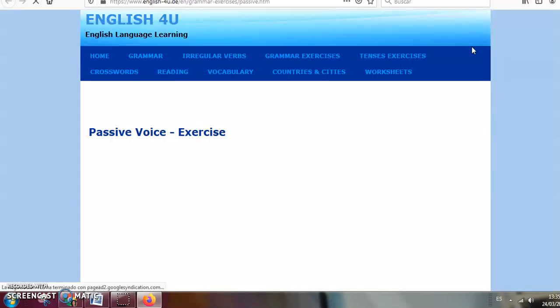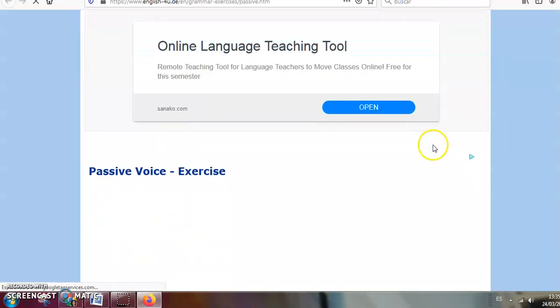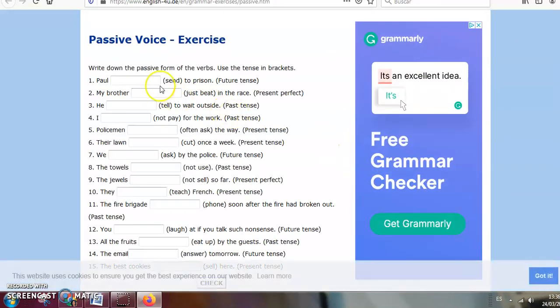It's very straightforward. Write down the passive forms of these verbs and use the verbs in brackets. We have sent, and it tells me to use the future. So the future of to be is will be. And the past participle of sent is sent. Okay? Paul will be sent to prison. The concord is perfect, right? Paul will, perfect. My brother, present perfect. Just beat in the face.